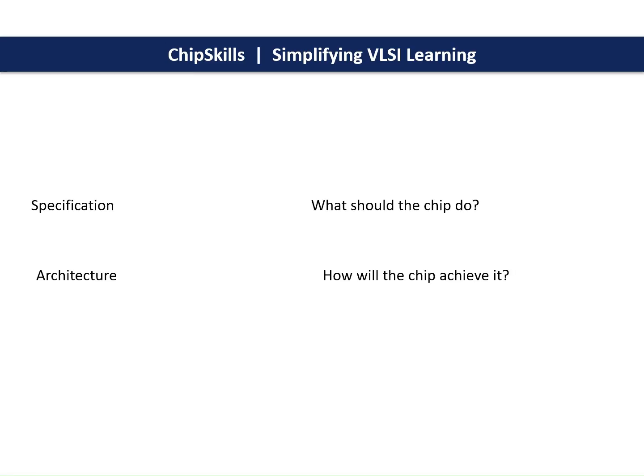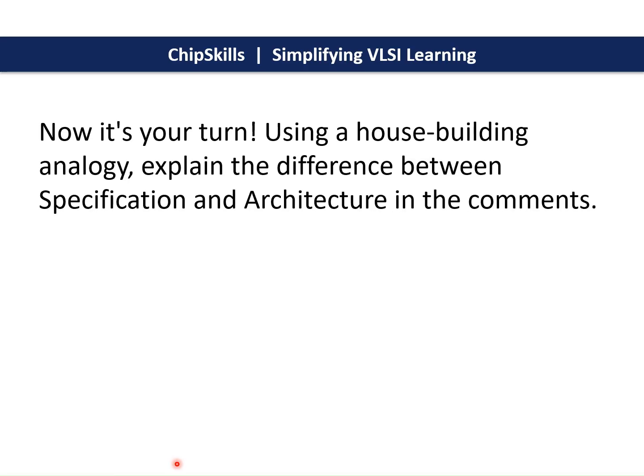From this video we came to know that specification means what the chip should do, architecture means how the chip will achieve it. We have used pizza and smartphone analogies to understand specification and architecture. Now it's your turn. Using a house building analogy, explain the difference between specification and architecture in the comments.